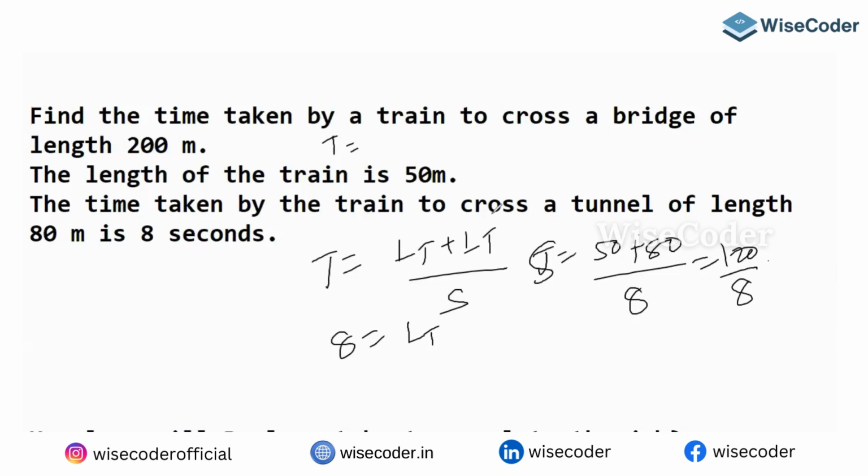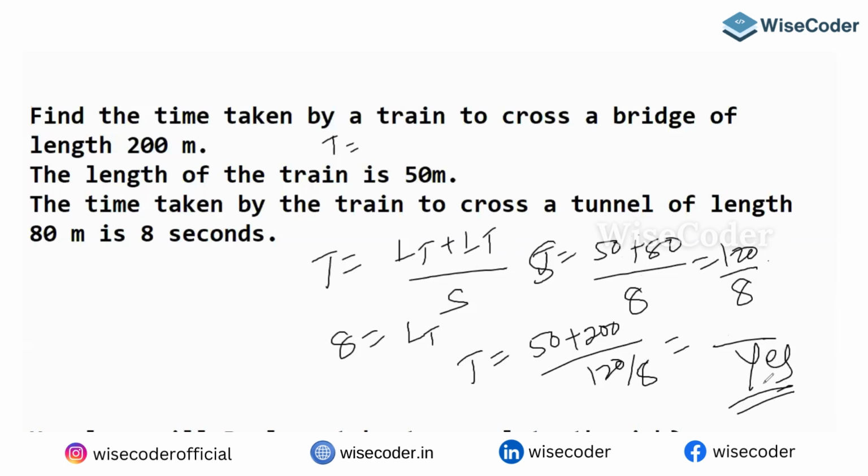To cross the bridge, I want the time. The length of the train is 50, the bridge is 200, divided by 120 by 8. Will you get your time? Yes. So what is the answer? Both 1 and 3 will give your answer, guys.